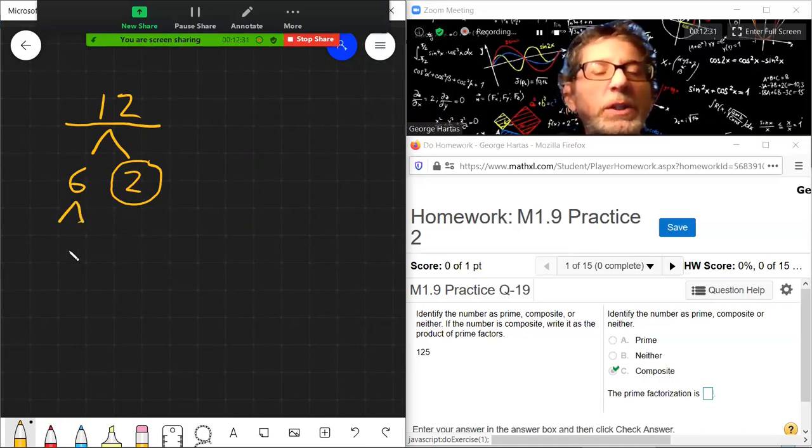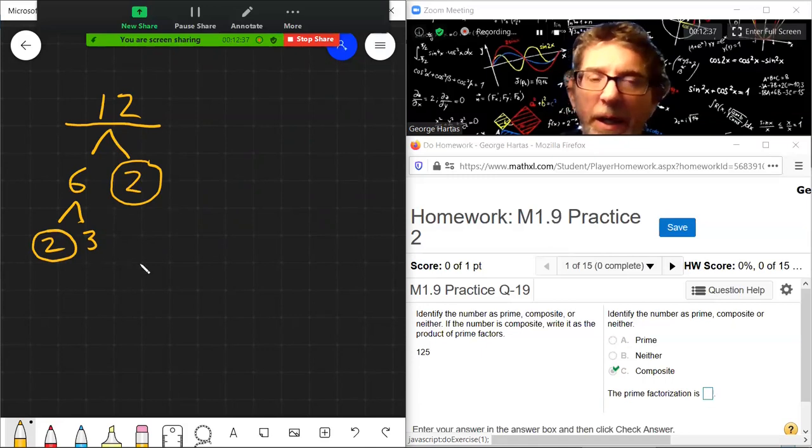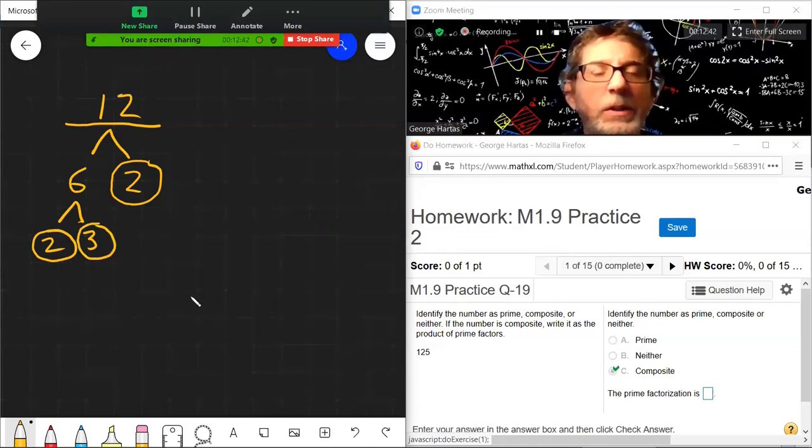Okay, so let's look at the number 6. What times what is 6? And we know that 2 times 3 is 6. 2 is a prime number because that cannot break down anymore. And 3 is also a prime number. There it is. So once you reach the point where all you have are just circled numbers, which represent prime numbers, then you're done doing prime factorization.